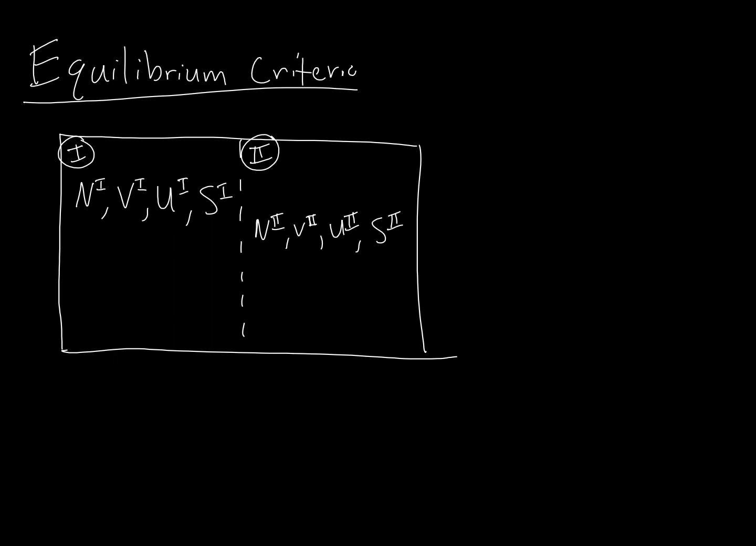So at the moment, we're starting with a completely assumption-free framework. We don't know what the contents of these two phases are. We don't know what the temperatures are, what the pressures are. All we're saying is that we can exchange N, V, U, and S in between the two of them, but the universe itself is completely isolated.